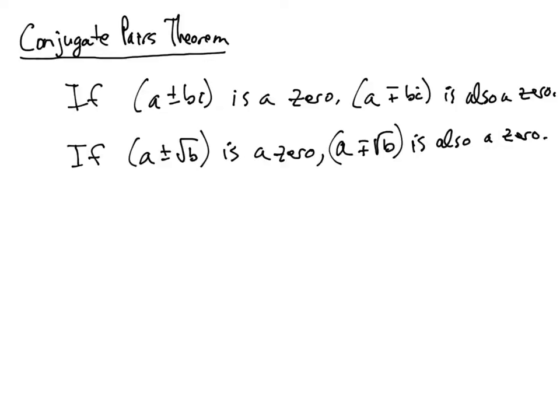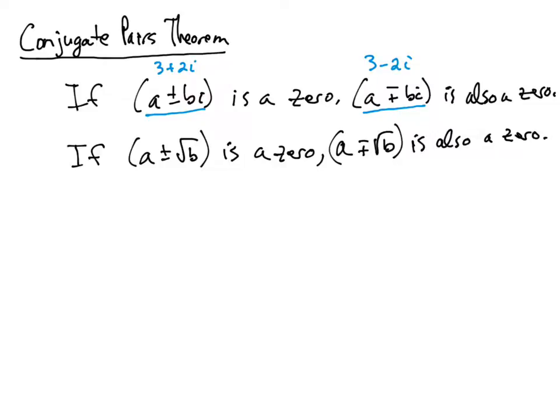Okay, so the last thing to discuss in this video is called the conjugate pairs theorem. This is just saying if we have a 0 that is of the form a plus or minus bi, in other words, a complex number, its conjugate is also a 0. So suppose I had 3 plus 2i as a 0, that would mean 3 minus 2i is also a 0.